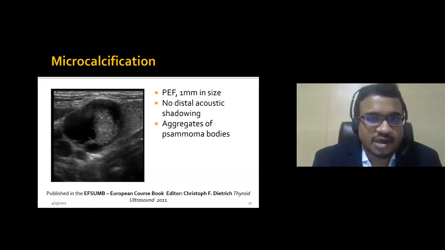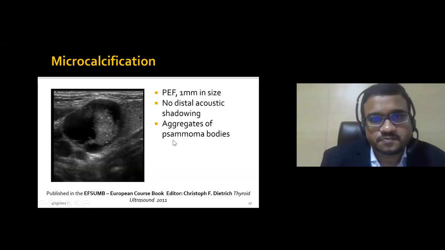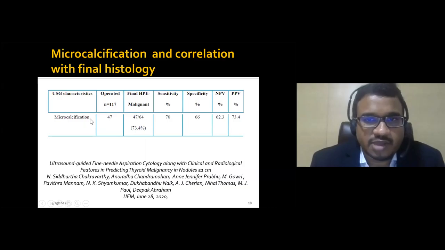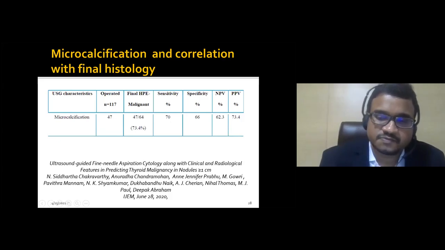These typically measure about a millimeter, and they don't have any distal acoustic shadowing like the macrocalcification. They are supposed to be aggregates of psammoma bodies. They are highly suspicious for malignancy. When you look at microcalcification, the sensitivity is around 70% with a specificity of 66%.